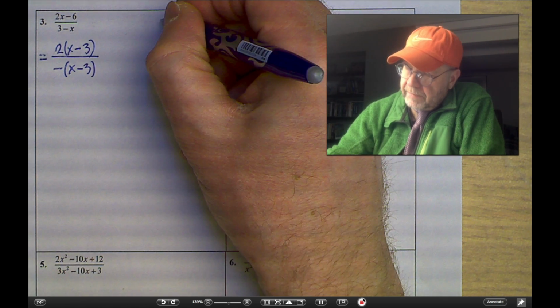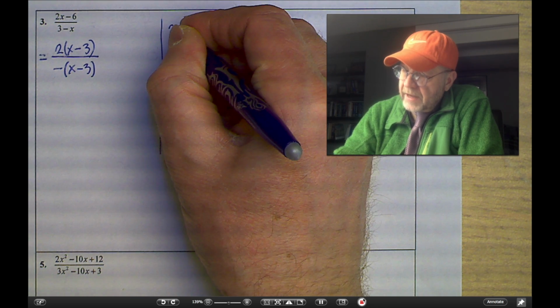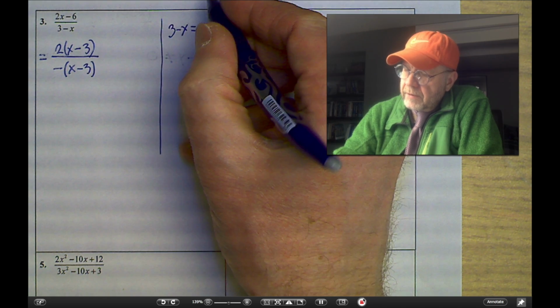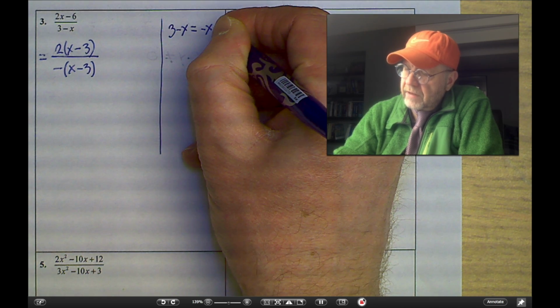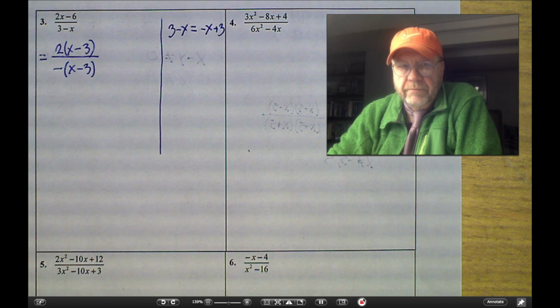Well, let's do a sidebar here. Let's figure stuff out. What is 3 minus x? Well, it's the same as negative x plus 3. Do you agree? Just switching the terms around.